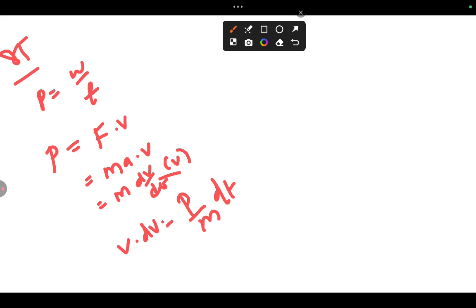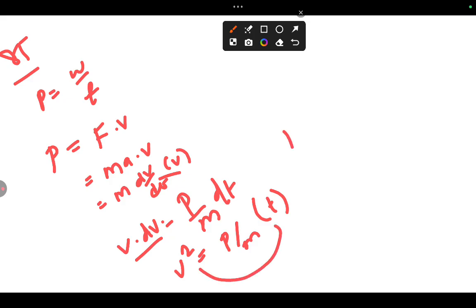Now apply integration: V square by 2 equals P by m into t. I am not taking the derivation, just taking the direct step, the direct concept. So simply V square is proportional to P by m into t. Now it is clearly understood that V is proportional to root t. So the answer for this question, the 85th one, is B.